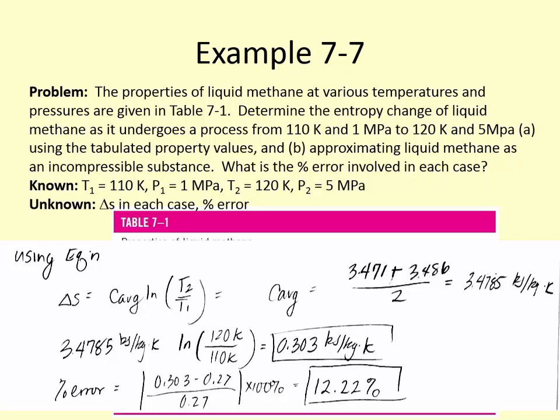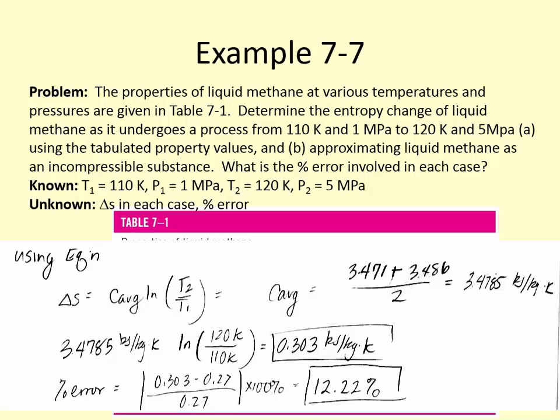So we calculate the percent error. It's the absolute value of our actual minus our predicted, divided by the actual value. So 0.27 minus 0.303 over 0.27. And we get that the error is about 12.22%. Okay, 12% error, is that acceptable? Is that pretty high? That's pretty high, especially when you have a table to calculate it.